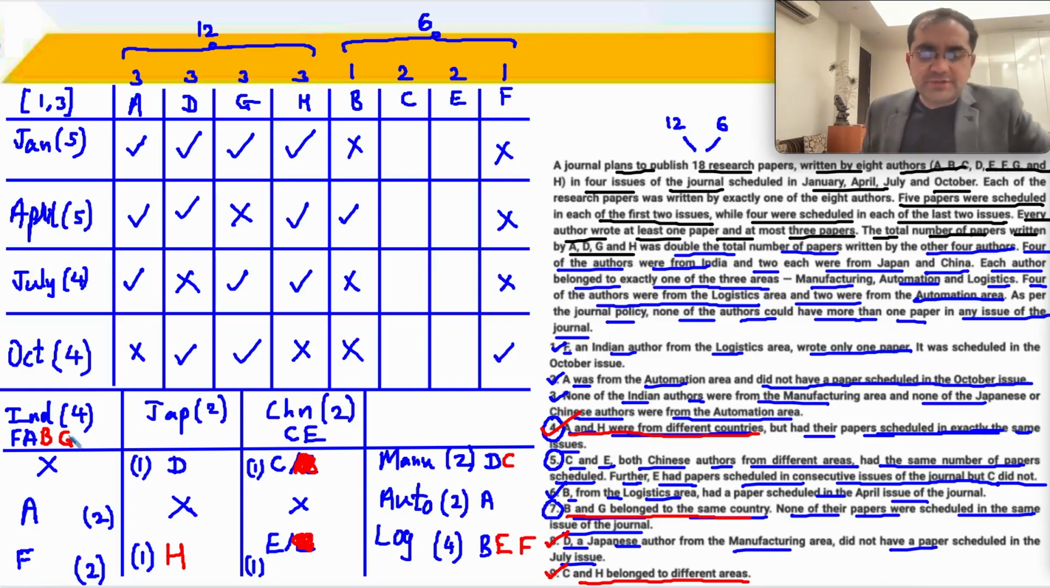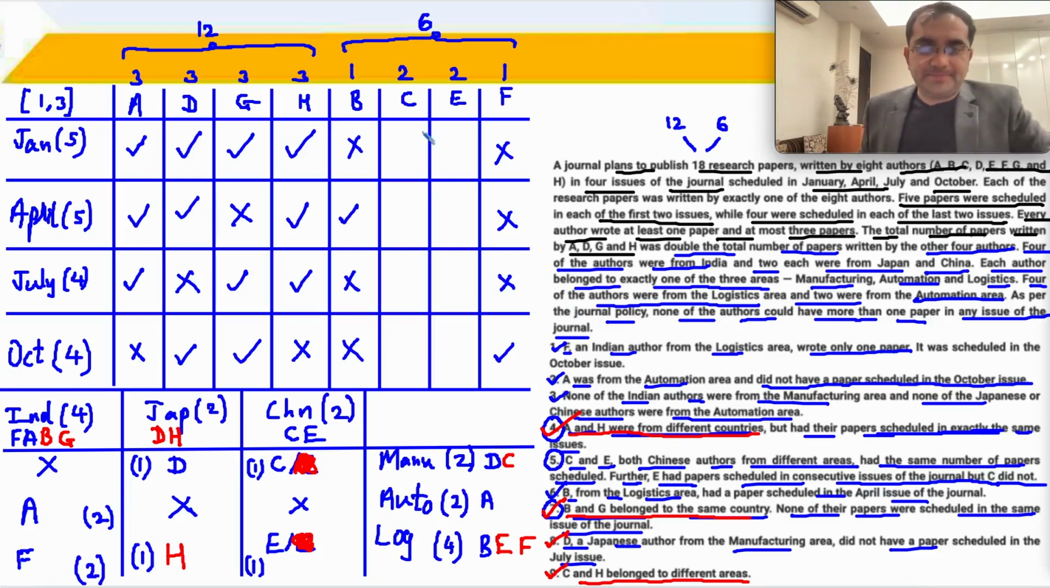B and G belong to the same country. यहाँ के दो लोग हो गए D and H. And the last point is this particular circle. So this is also done. 7th point is done. B and G belong to the same country. That is India. Last, CE, both Chinese authors from different areas had the same number of papers scheduled. Further, E had papers in consecutive areas and C did not.